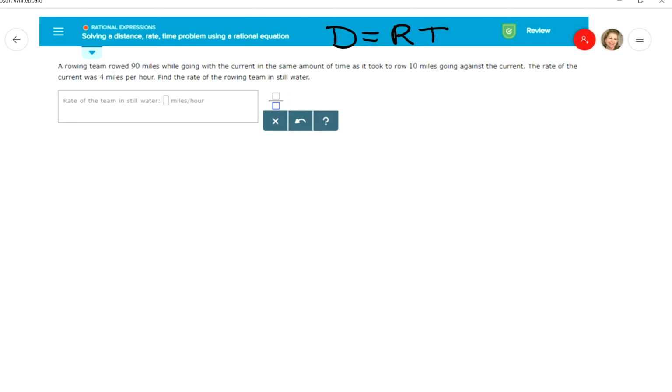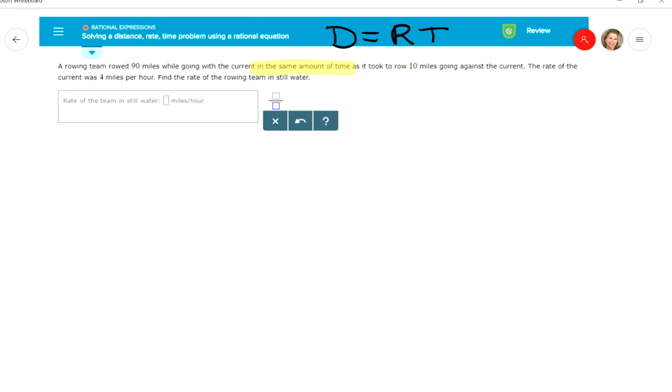So anywho, when I'm reading this problem, however, I have two different distances. They go 90 miles with the current, but 10 miles when they're going against it. And the only thing I know for sure is the rate of the current is 4 miles per hour. And there is one key thing. I'm going to use my highlighter here. It says the same amount of time. The rowing team rowed 90 miles while going with the current in the same amount of time as it took to row 10 miles against the current.